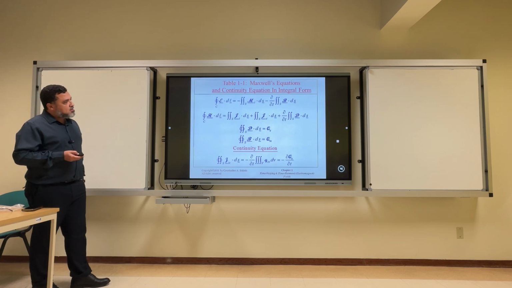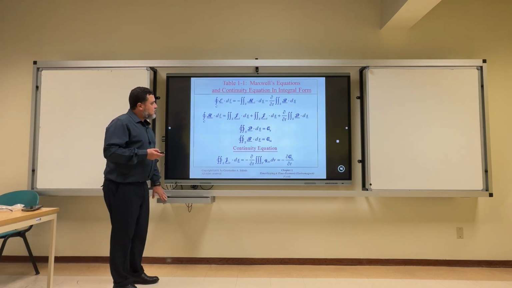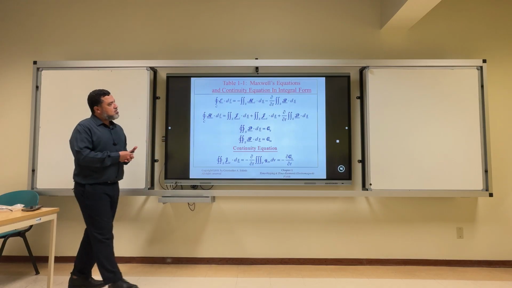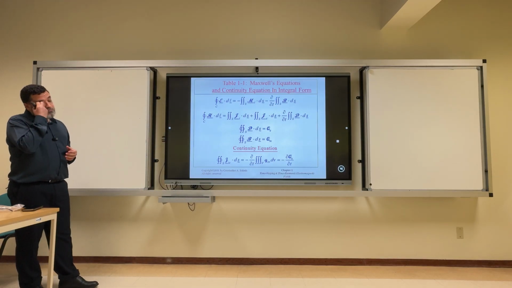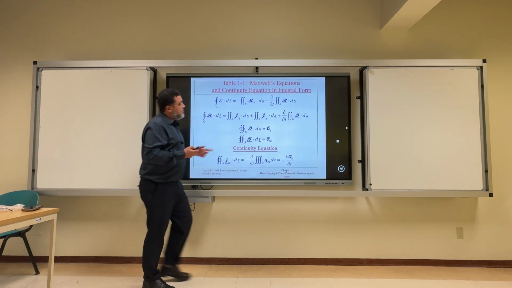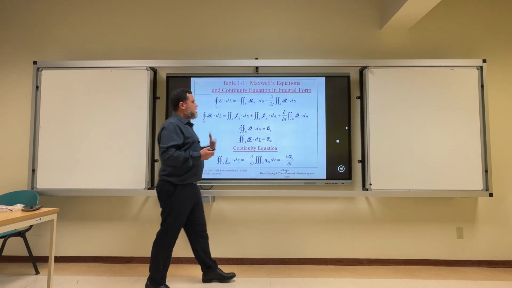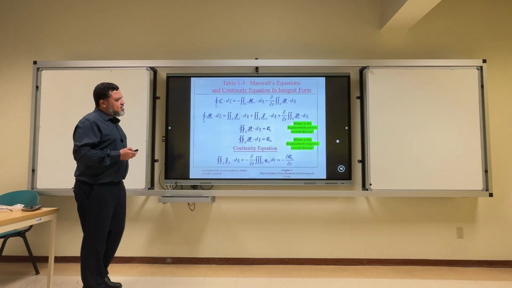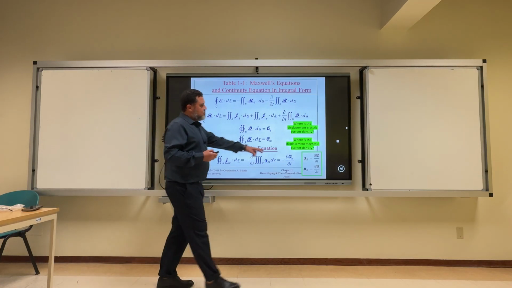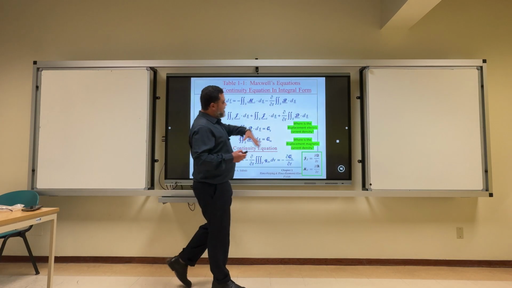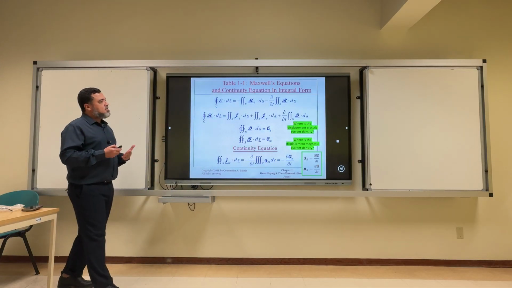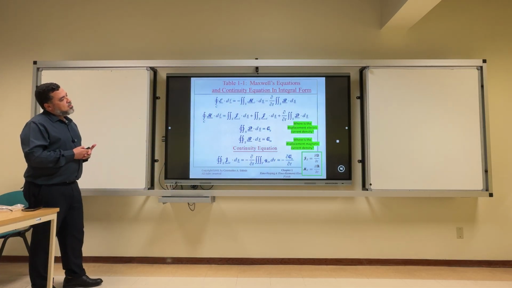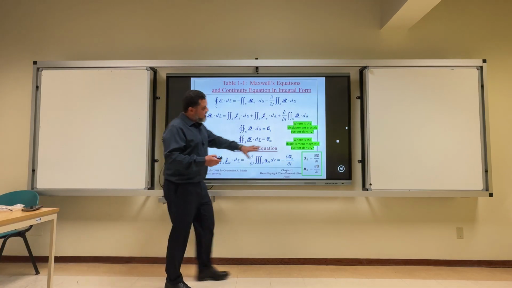Where is the electric displacement current? You see the electric displacement current here, which is partial D, partial t. This is the electric displacement current density. We can say J_D, which is partial D, partial t. And where is the displacement magnetic current density? Very similar to the displacement electric current density.